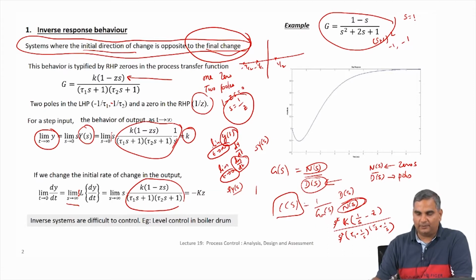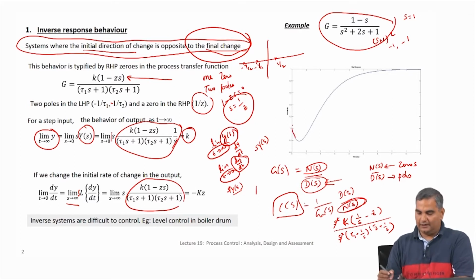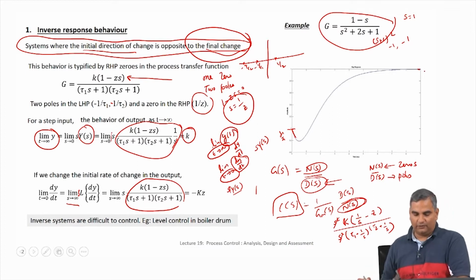So, basically you would expect the response to be of the inverse response type, and you can actually see from the simulation here that the initial rate of change is negative. I am starting at 0 here, and because the initial rate of change is negative, the curve has to go in this direction because dy/dt is negative here, but the final change is positive. So, it goes back to a positive value. It goes down and then goes to the final value.